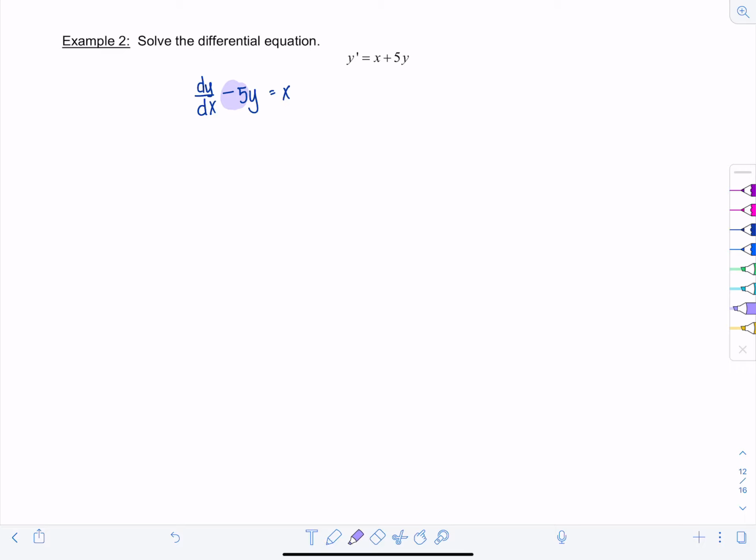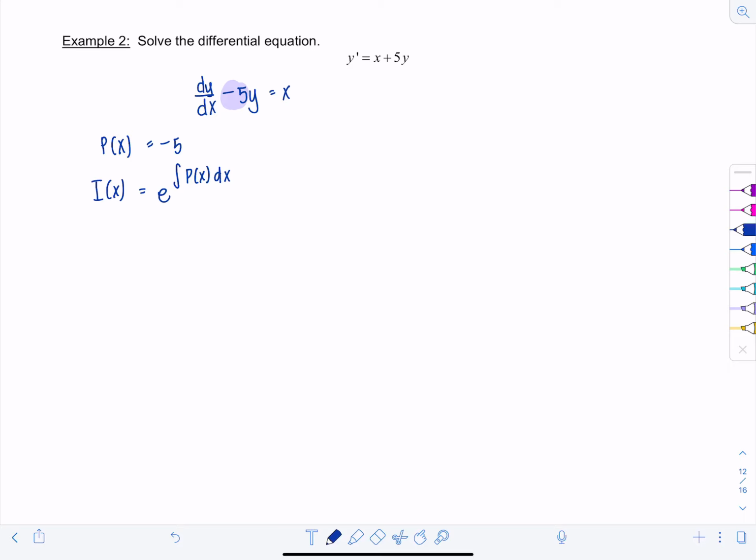Make sure you put the negative on there. Oh my goodness, if you forget the negative, it can ruin the problem sometimes. So p of x is negative 5. Q of x is on the right-hand side, but nobody really cares about q of x. And then let's get our integrating factor. So I of x is equal to e raised to the integral of p of x dx.